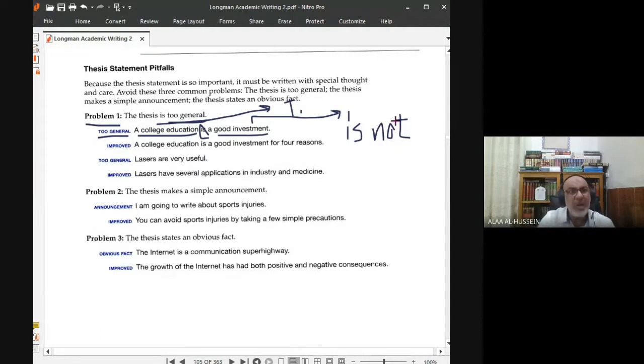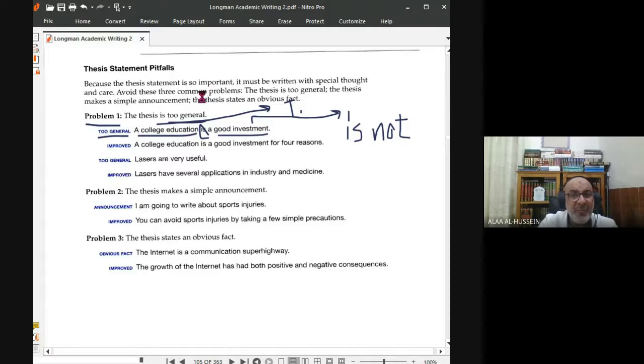And if you write, for example, sub-ideas, it would be an excellent one. Very organized, outlined, focused, specific. And it helps you as a writer and helps the reader as well. So, to improve it, look at the second sentence. How does the writer here improve his or her sentence? A college education is a good investment.